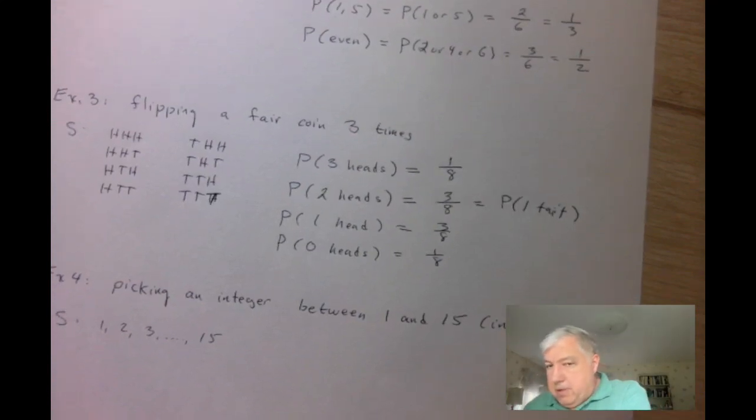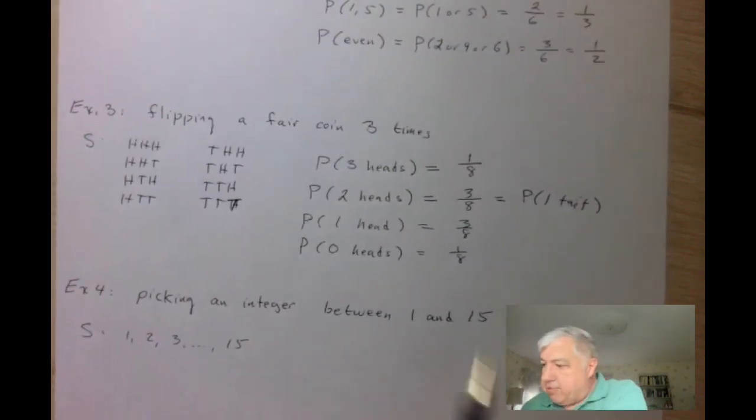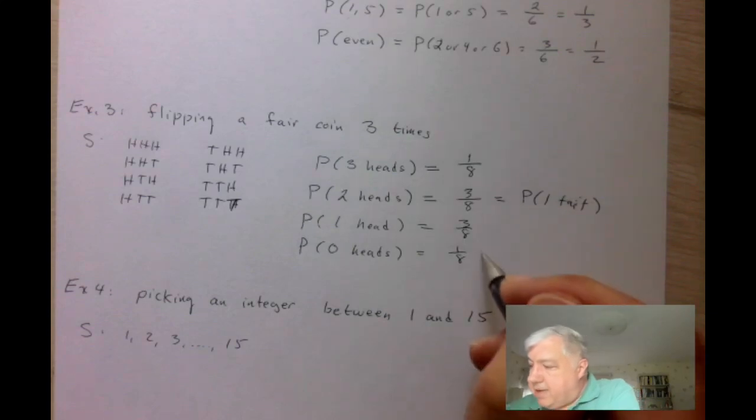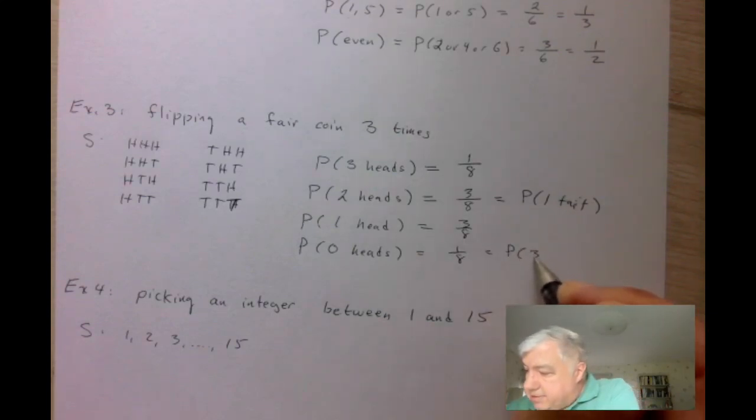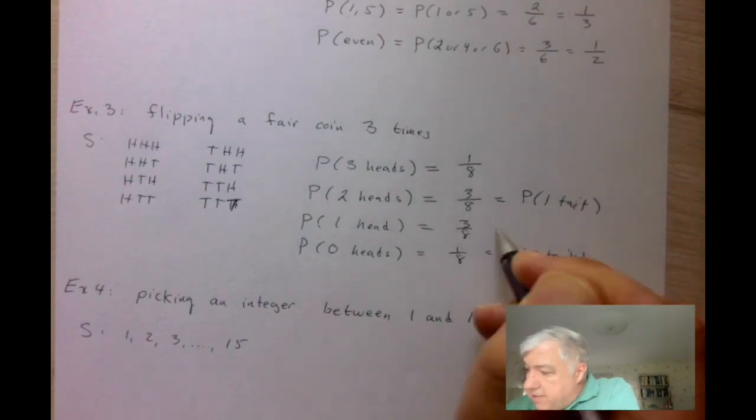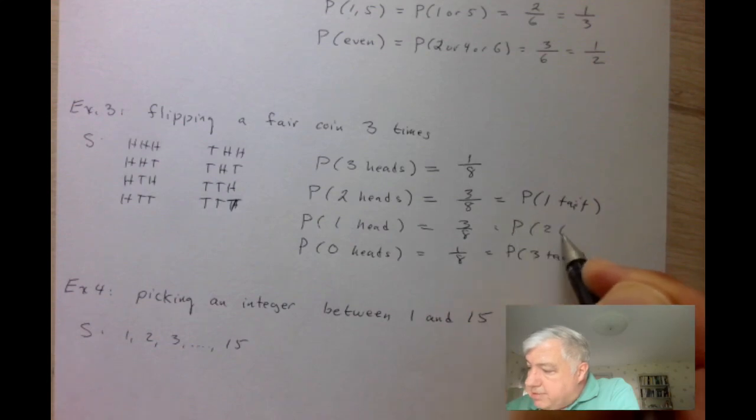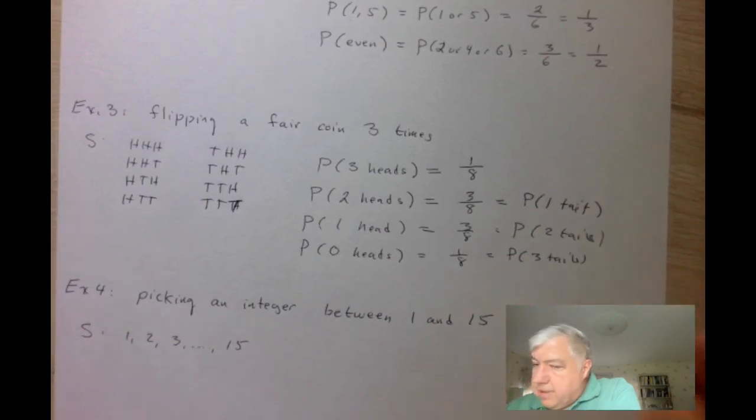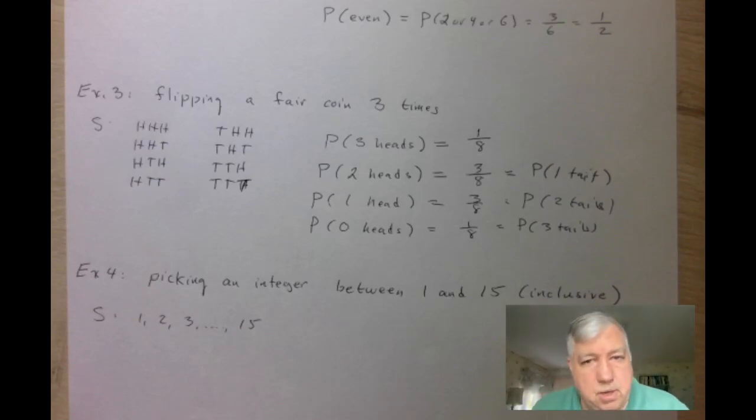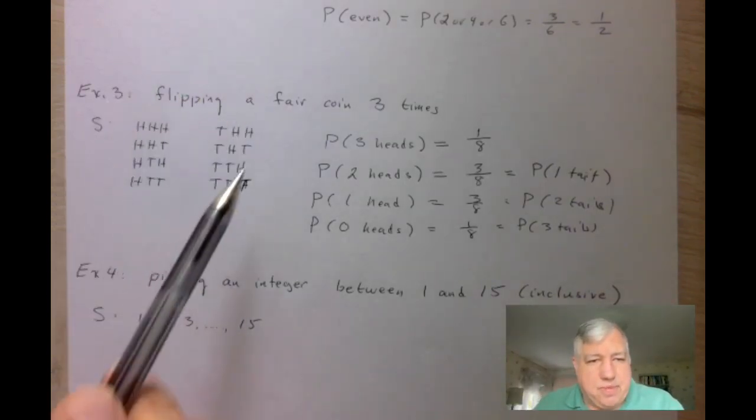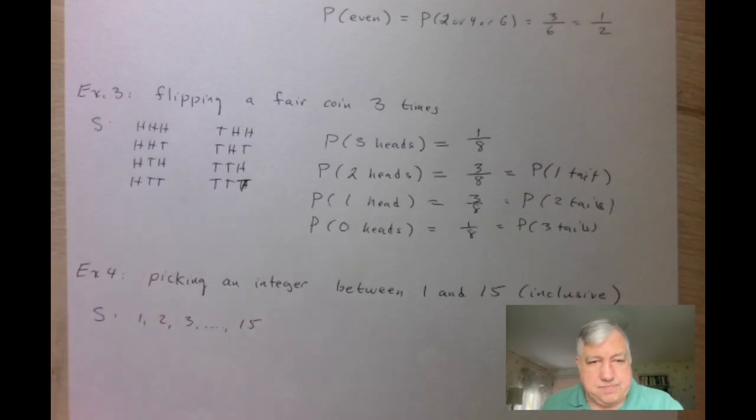And this would be the same thing as 3 tails. And this would be the probability of 2 tails. Again, the 8's come from the fact that this is the size of the sample space.